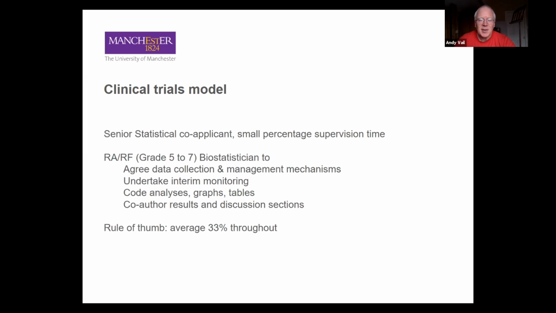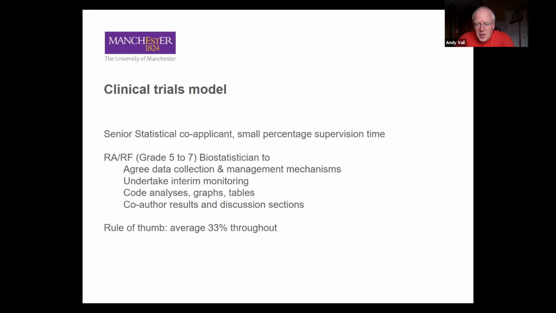programming the analyses, drawing the graphs, making up the tables correctly, and co-authoring the paper, of course, with the methods and results sections, and some input to the discussion about the strengths and weaknesses and plausible implications.